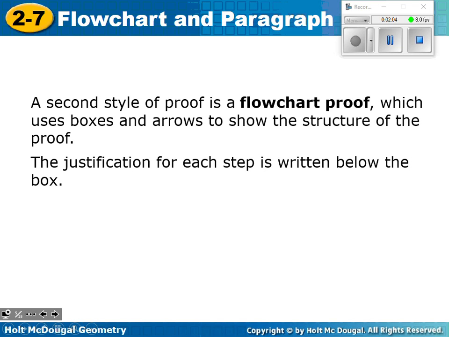So if you've ever seen a flowchart, flowcharts typically have some sort of information maybe in a box, and then they have an arrow that points to some other different information that's in a box, and then there's an arrow maybe that points over to some more information in a box. Do you guys know what I'm talking about with the flowchart? Your proofs are going to be just like that if they're in flowchart form. In a flowchart proof, you're going to use boxes and arrows to show the structure.